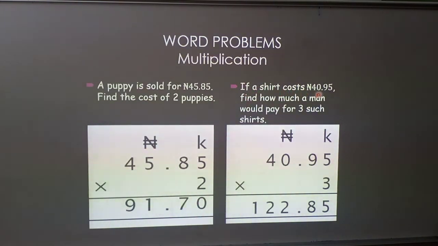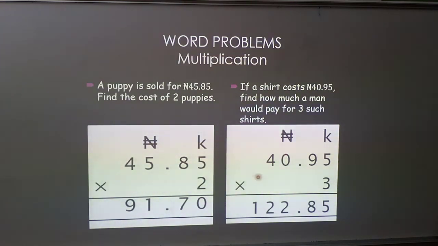Now, if a shirt costs 40 naira and 95 kobo, find how much a man would pay for 3 such shirts. Again, the keyword is 3 such shirts. That means all the shirts have the same price. Just like in the previous questions where both puppies had the same price. Here, both shirts have the same price, so we know we are going to multiply. Alright, now once you see the word each, you know that we are probably or most definitely going to multiply. That's a clue word.